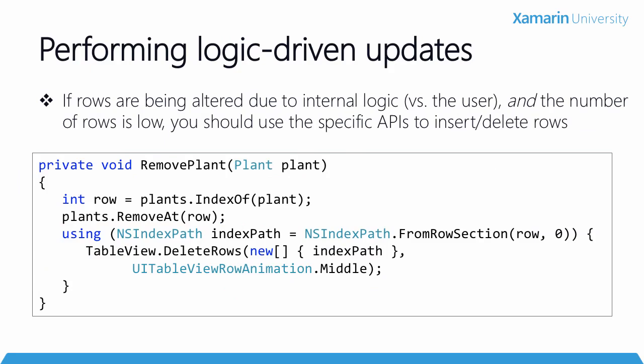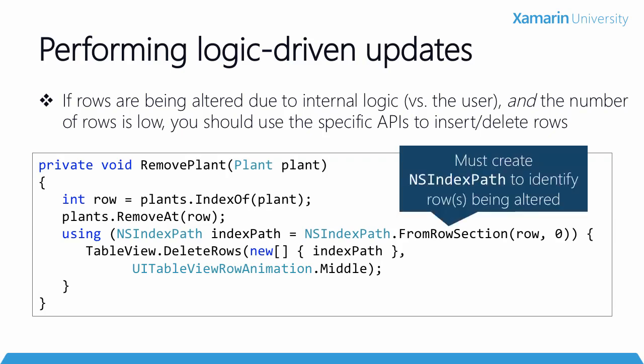The commit editing style method is called when the user is causing the change through the built-in editing UI. But what if it's an internal change that's driven by our application logic? It turns out that this is essentially the same set of operations. You must update the underlying collection of data and then update the table view. Here you can see we're deleting a row from our data and then removing it from the table view. Again, we can supply an animation from a set of predefined choices or even turn off the animation if we just want it to immediately take effect.